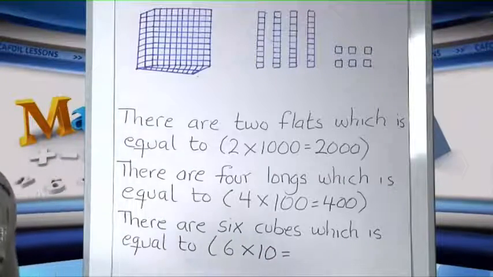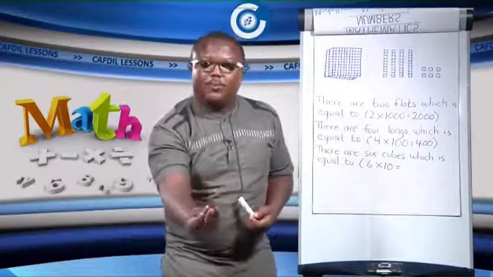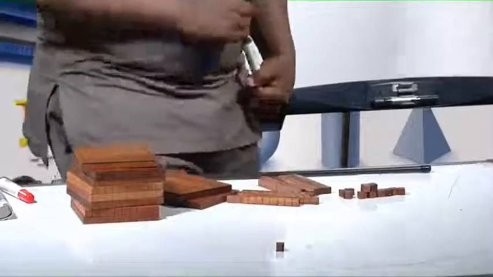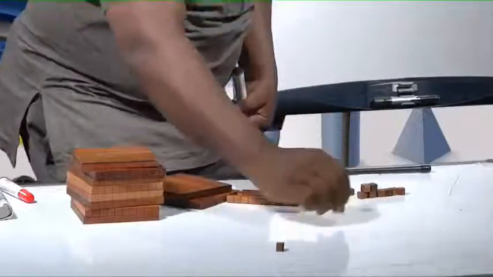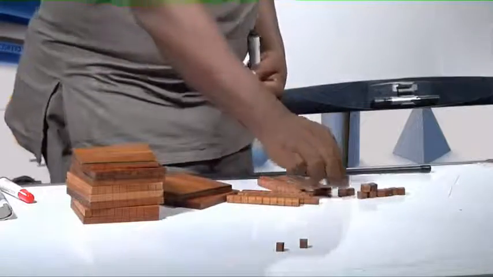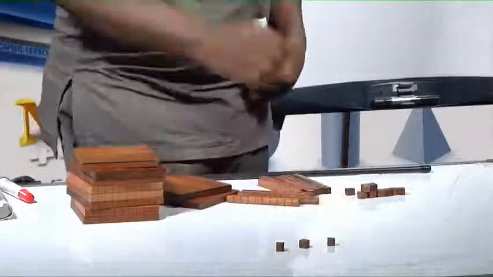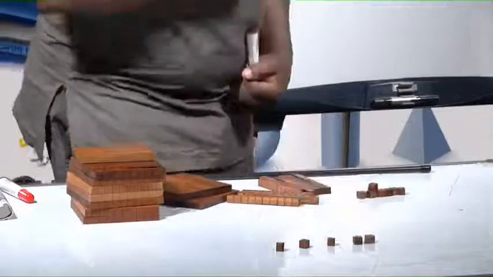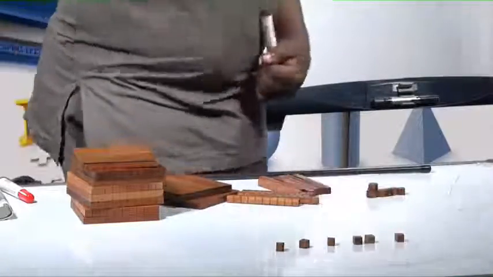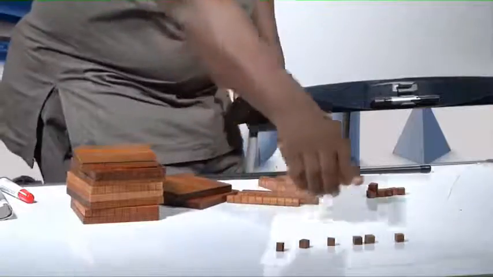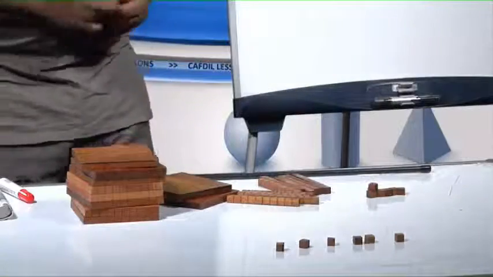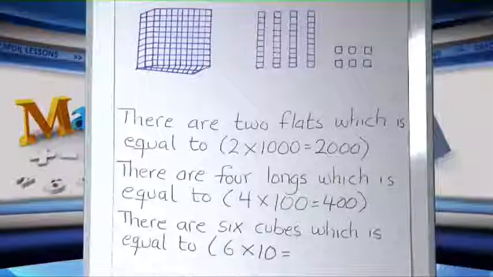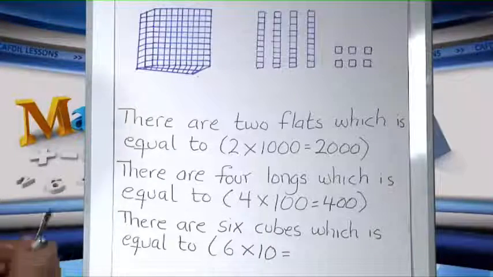So let's look at it. If this cube represents 10, then we are saying 6 of them. So we have 10, 20, 30, 40, 50, 60. So let's count. 60. So it tells us clearly that 6 times 10 is going to be what? 60.